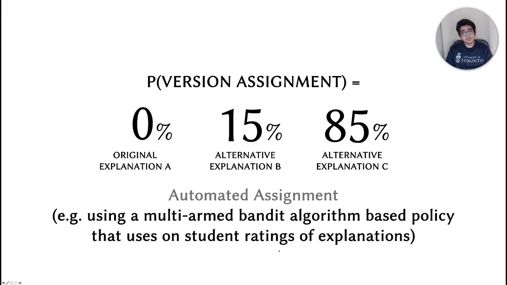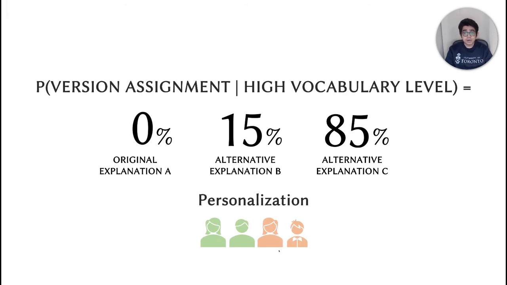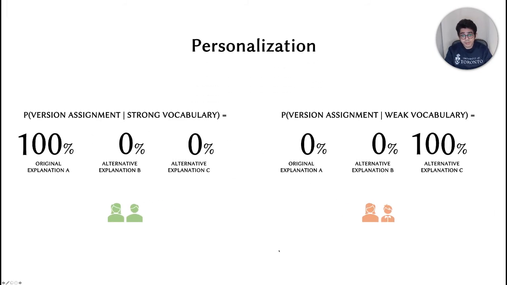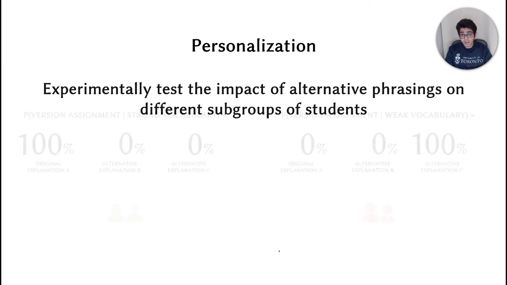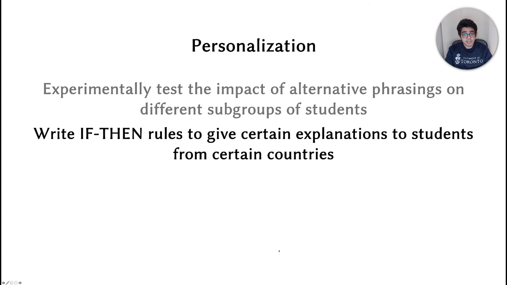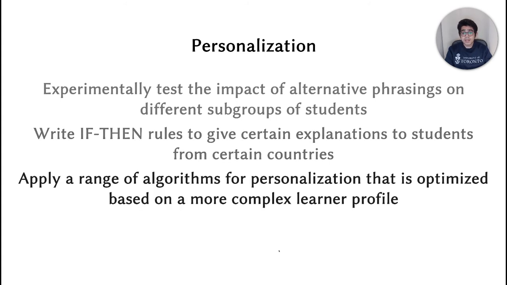Finally, the MOOClet also enables personalization. As a more diverse range of students take the course, survey data suggests that changing the vocabulary and examples of an explanation could make it more helpful to students from different countries. The MOOClet enables the course team to work with researchers to either run an experiment to test the impact of alternative phrasings on different subgroups of students, or write if-then rules that give certain explanations to students from certain countries, or apply a range of algorithms for personalization and recommendation to optimize delivery of different course content based on a more complex learner profile.